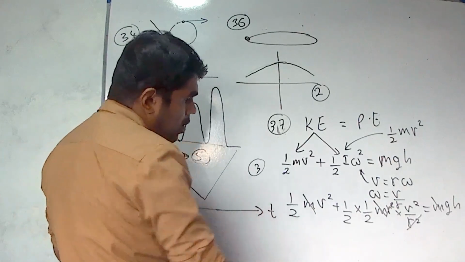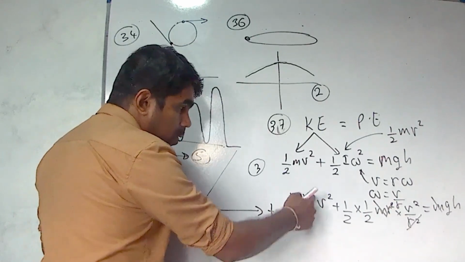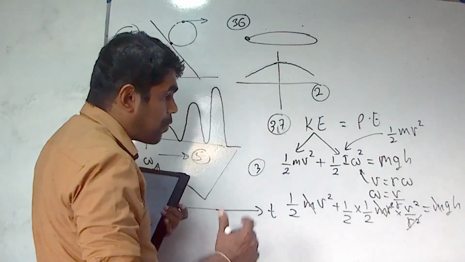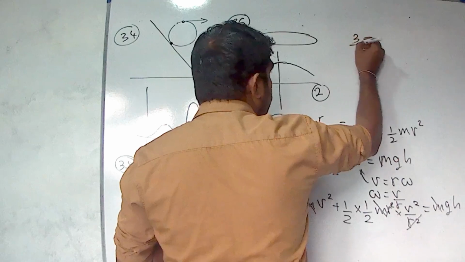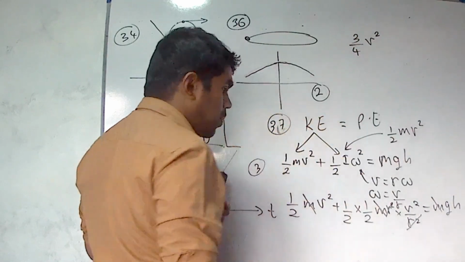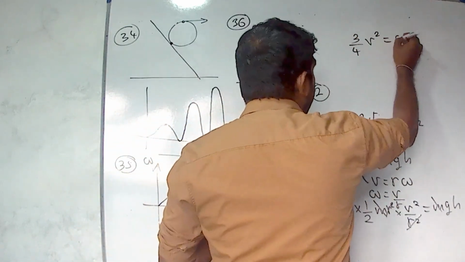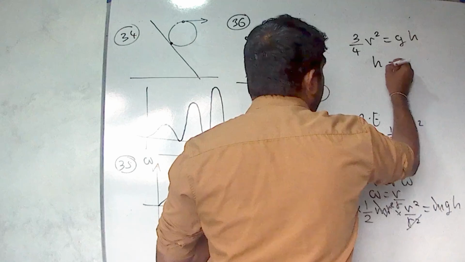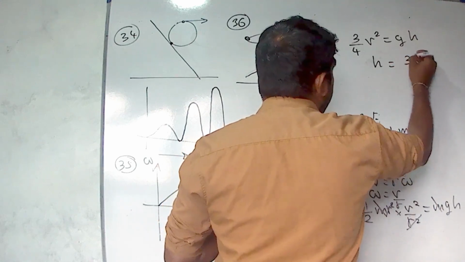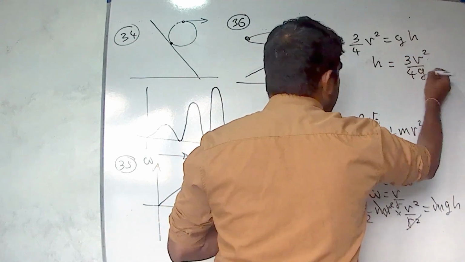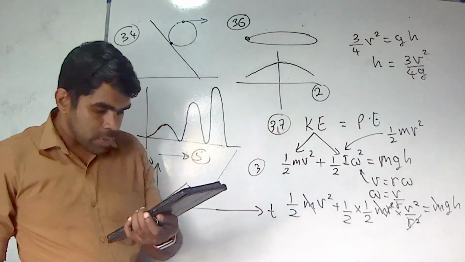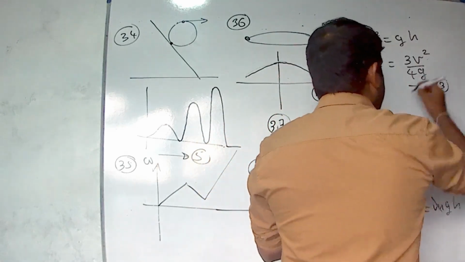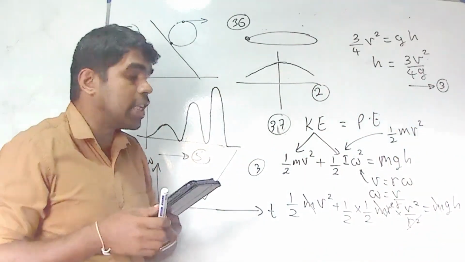1 over 2 means 2 over 4 v squared, plus 1 over 4 v squared. After adding, we can write 3 over 4 v squared equals gh. Then we have to find the h value. h equals 3v squared over 4g. Then 3v squared over 4g is the correct answer, the third answer. The third answer is the correct answer for question number 37.